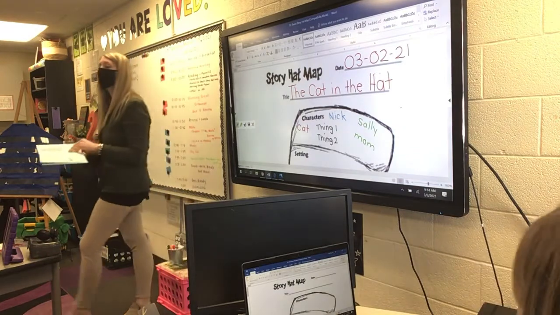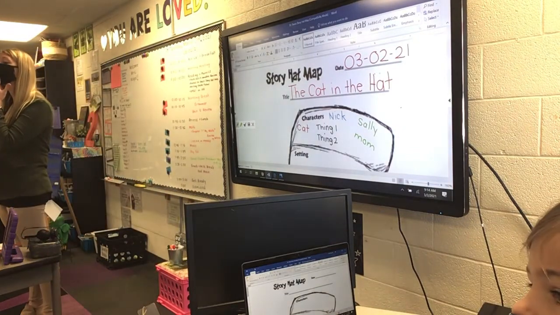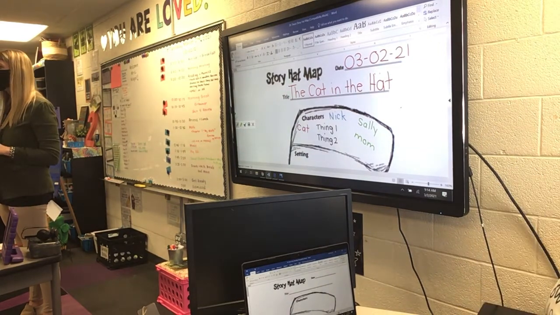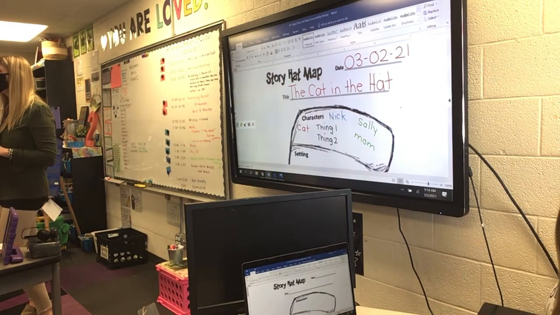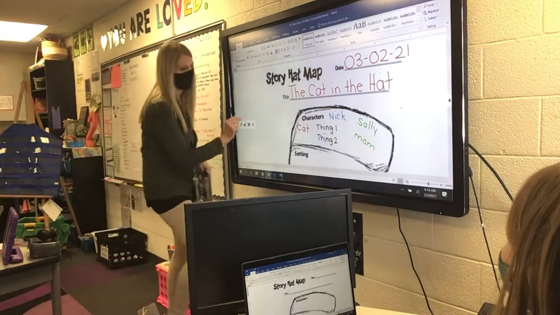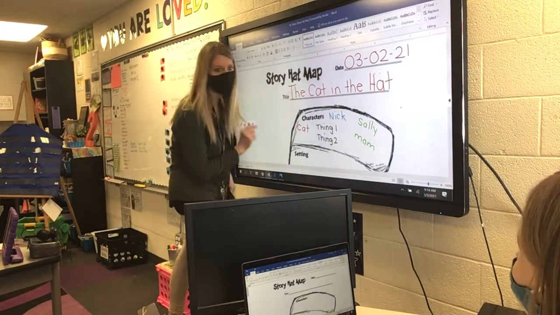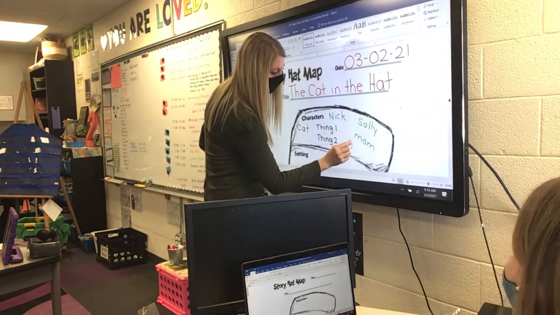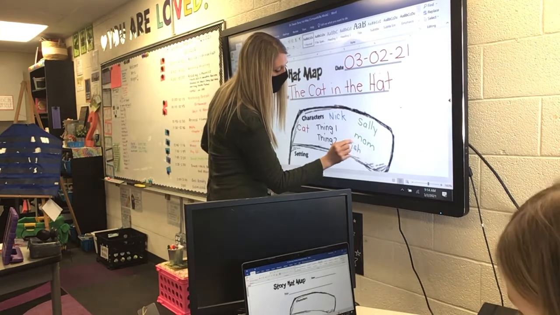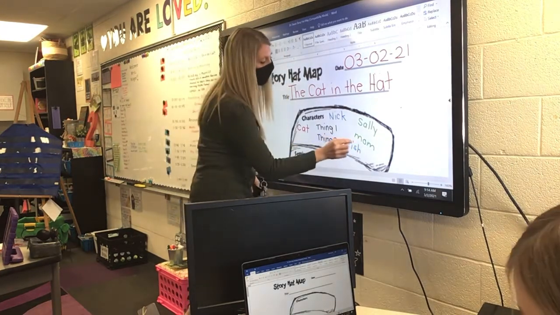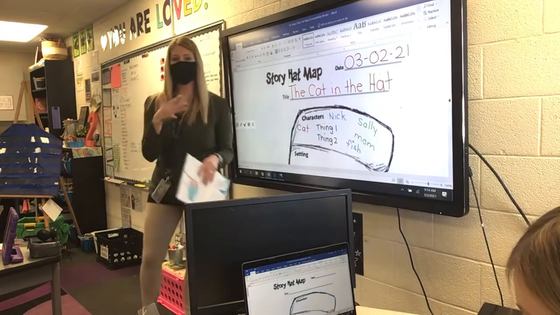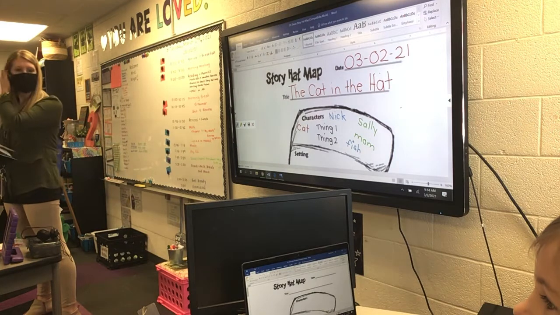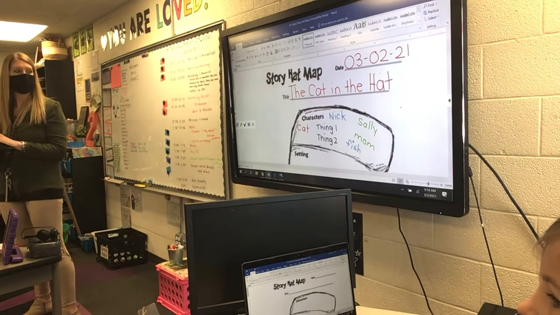There's one more character. Who's the other character? The fish. We're missing the fish. Another one? The mom's friend or something like that. Because I think at the beginning she's going to her mom's friend's house. You're right, but really not a character. She's just going to her house. We don't know who that person is. So we just kind of want the main characters of the story.